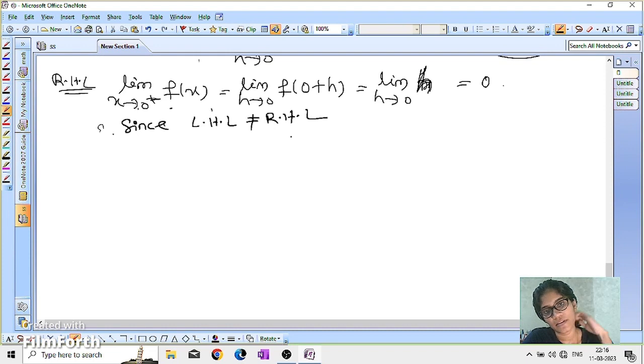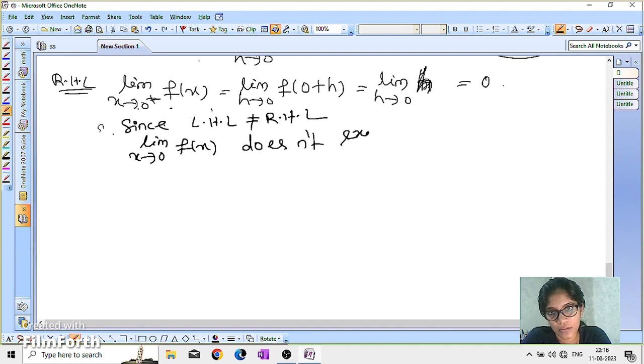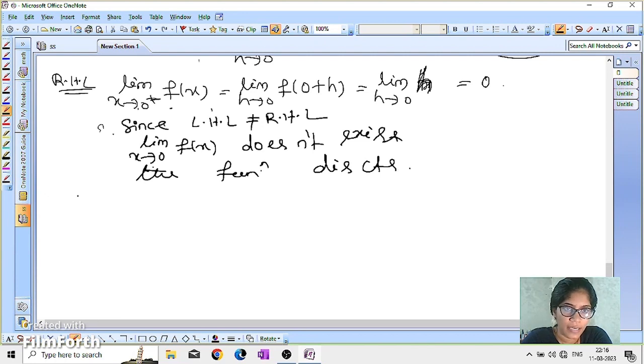Since left hand limit is not equal to right hand limit, that implies limit x tends to 0 f of x does not exist. That implies the function is discontinuous. Okay.